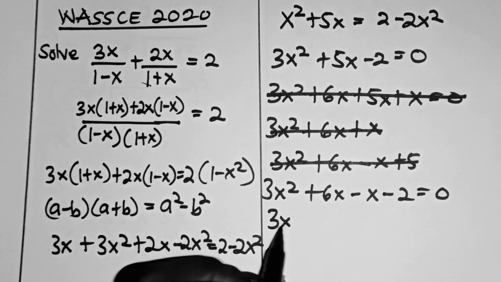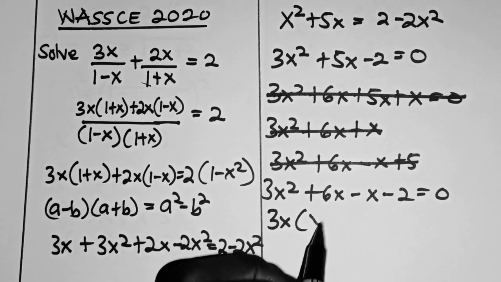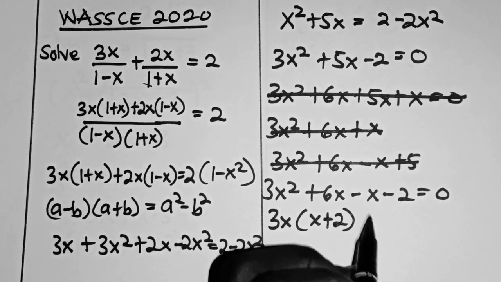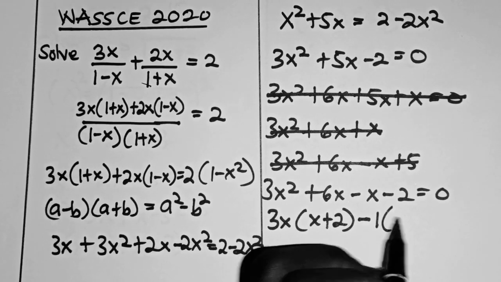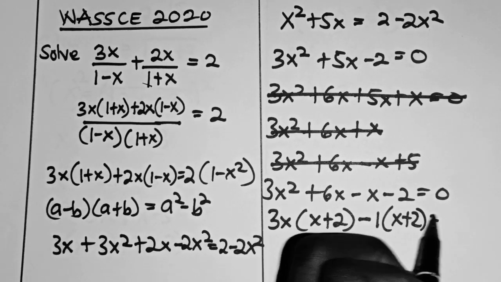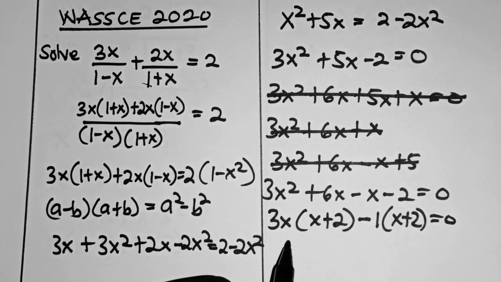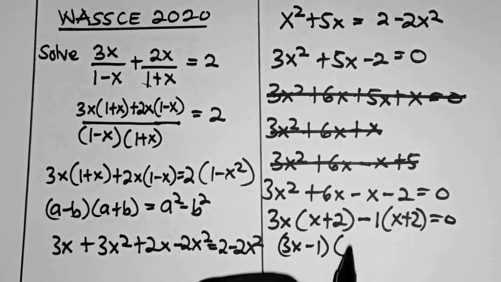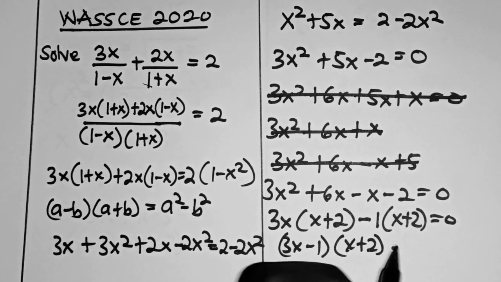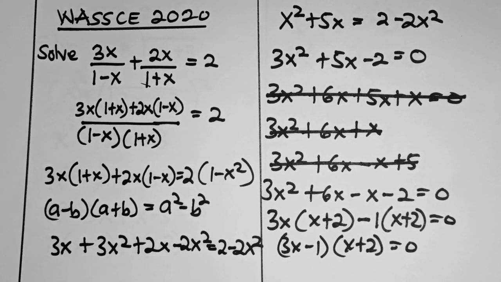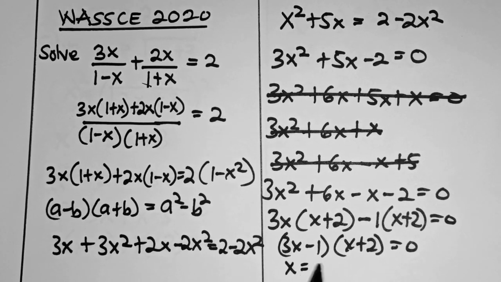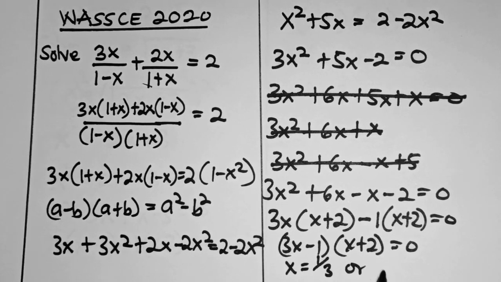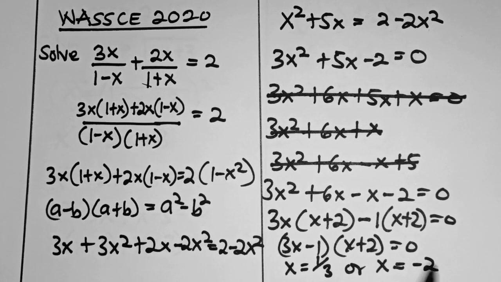So if we factorize 3x here, we are left with x plus 2. Then if we factorize minus 1 here, we are left with x plus 2 equals 0. So we have in one bracket 3x minus 1, then another bracket x plus 2 equals 0. So the values of x are x equals 1 over 3 or x equals minus 2.